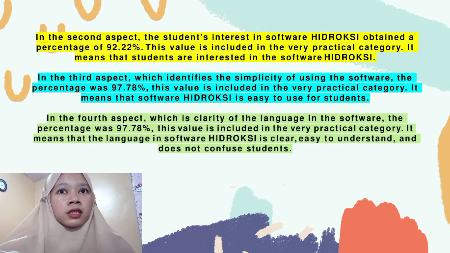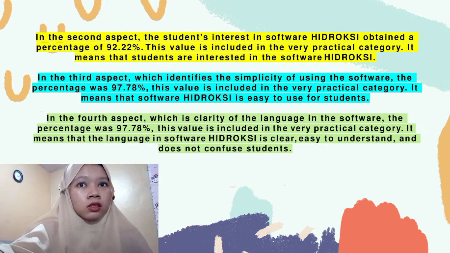salt hydrolysis. In the second aspect, the student interest in software Hydroxy obtained a percentage of 92.22%. This is included in the very practical category. It means the students are interested in the software Hydroxy. In the third aspect, which identifies the simplicity of using the software, the percentage was 97.78%. This is included in the very practical category. It means the software Hydroxy is easy to use for the student.